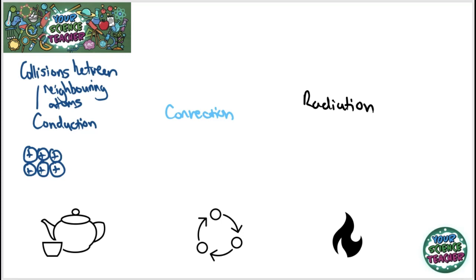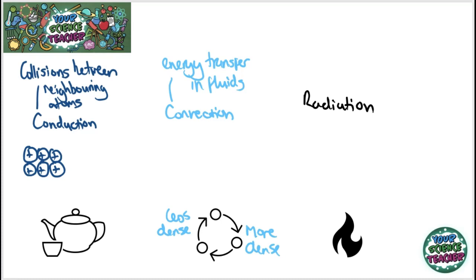Next, we have convection, which is how energy is transferred in fluids. Basically, what happens in a fluid is that when we heat it up, it becomes less dense. So it rises as it becomes less dense, and when it cools down, it becomes more dense and it will sink again. And this is what's called a convection current, and this transfers heat energy. And it can only happen in liquids and gases because the particles in a solid do not flow and they cannot move around past each other like they can in liquids and gases.